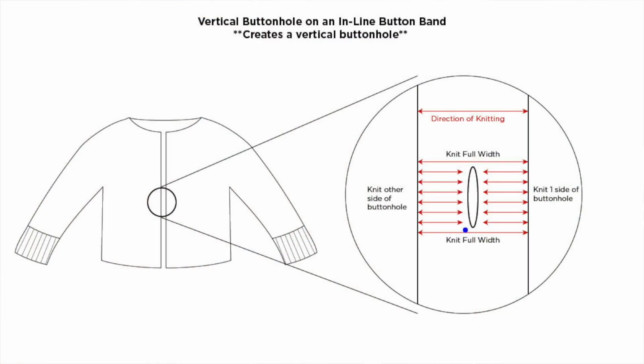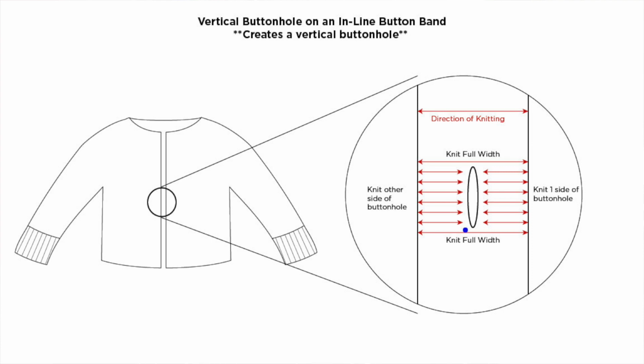To create vertical buttonholes in line with your garment, whether it's actually knit as part of the garment or on its own separate button band, you'll want to use the vertical buttonhole method. This is slightly less cumbersome now because you're just knitting one buttonhole at a time, but you still do have to work each side of the buttonhole separately.